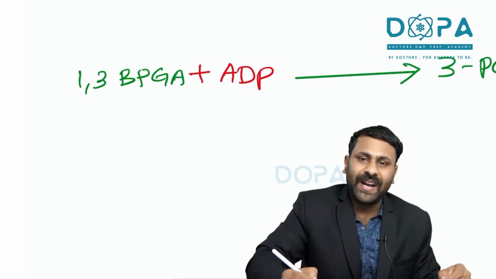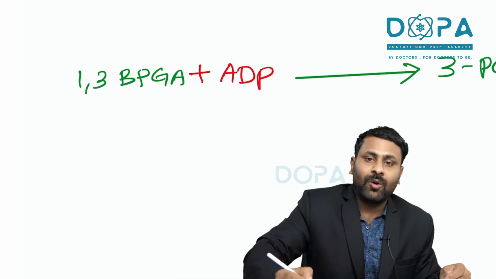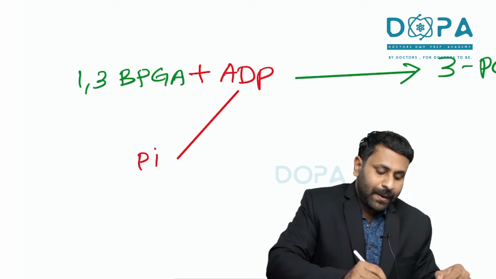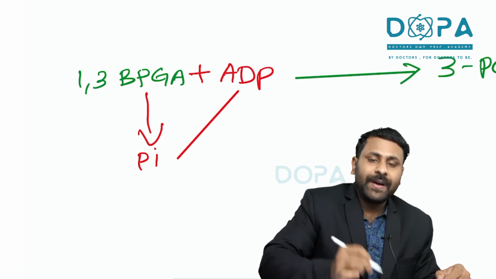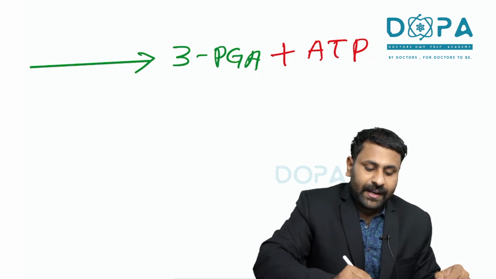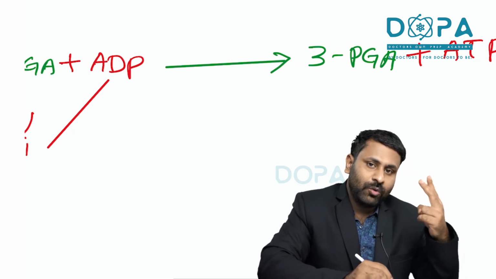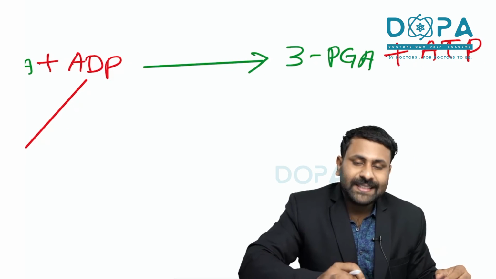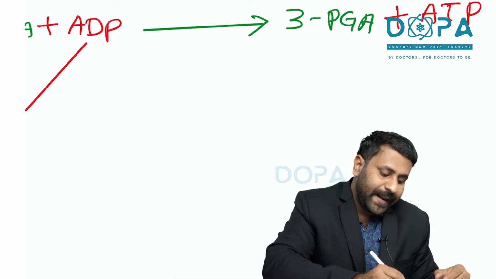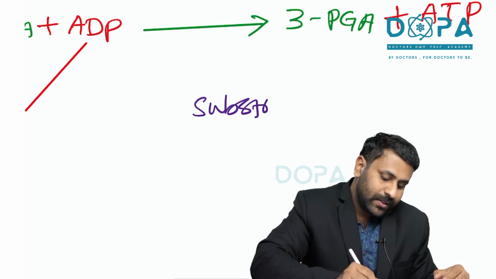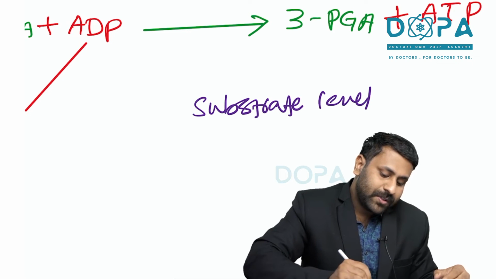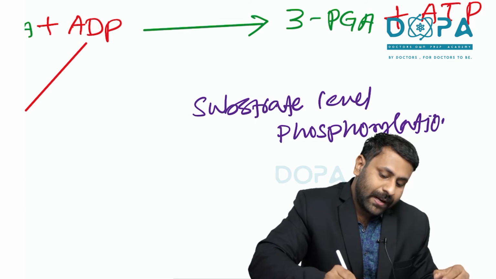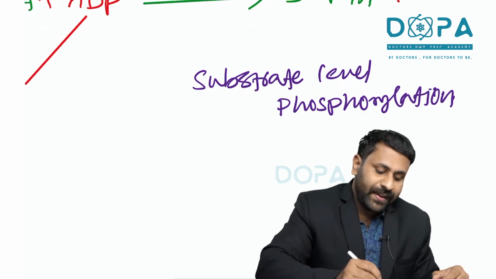In this reaction, 1,3-bisphosphoglyceric acid is called the substrate. The substrate provides 1 phosphate group to ADP. As a result, it forms ATP. Adenosine diphosphate means 2 phosphate groups are present, added with 1 phosphate group, forming adenosine triphosphate. This kind of ATP synthesis is called substrate level phosphorylation, or substrate level ATP synthesis. Phosphorylation means synthesis of ATP.